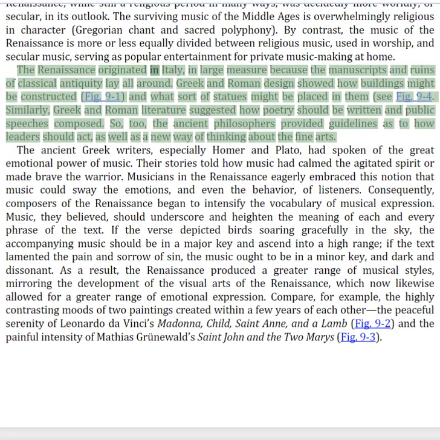The Renaissance originated in Italy, in large measure because the manuscripts and ruins of classical antiquity lay all around. Greek and Roman design showed how buildings might be constructed and what sort of statues might be placed in them. See Figure 9.4. Similarly, Greek and Roman literature suggested how poetry should be written and public speeches composed. So, too, the ancient philosophers provided guidelines as to how leaders should act, as well as a new way of thinking about the fine arts.